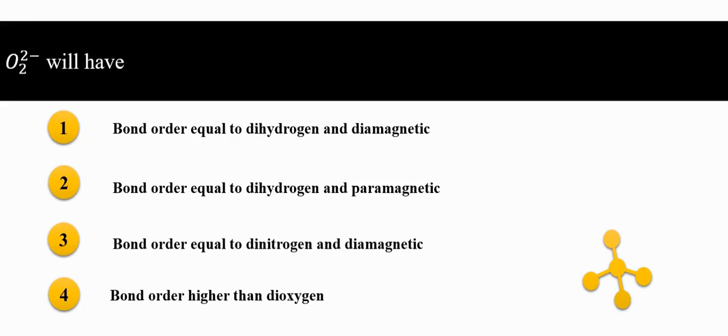Next question, O2 2 minus will have bond order equal to dihydrogen and diamagnetic, bond order equal to dihydrogen and paramagnetic, bond order equal to dinitrogen and diamagnetic, bond order higher than dioxygen. As we studied in the previous question, what is the bond order for O2 2 minus, students? That is 1. Okay, and it is equal to hydrogen. In the case of dihydrogen, the bond order is also 1, and it is diamagnetic. So the correct option is the first one.